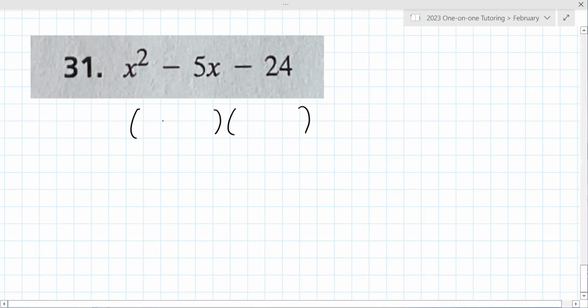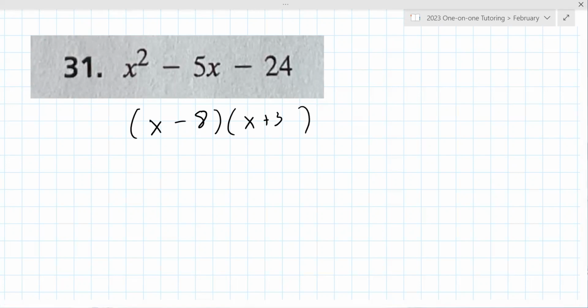X minus 8 and X plus 3. Okay, very good. All right, let's see which ones we have not done. Looks like there's only one left, 43 to do, and then we'll move on to the other stuff here.